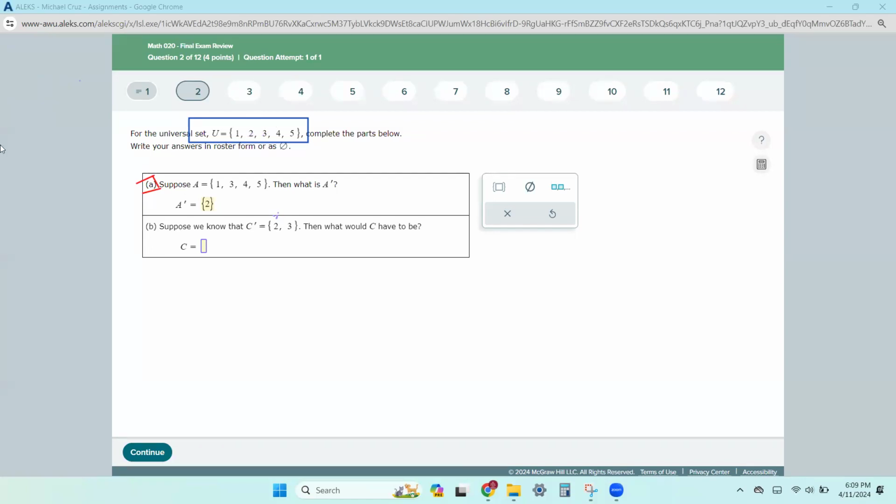So what happened? I think I clicked that disappearing ink pen again. So what's left over? And remember, you've got to use the set brackets. 1, 4, 5. And you've got to have the commas. Make sure you do that.